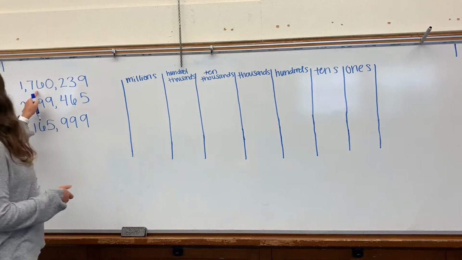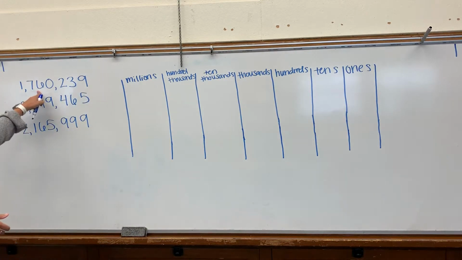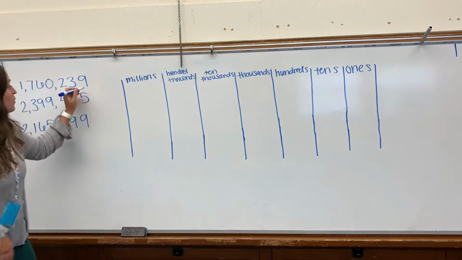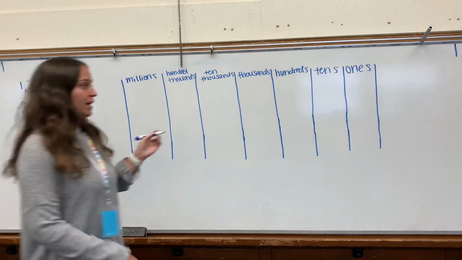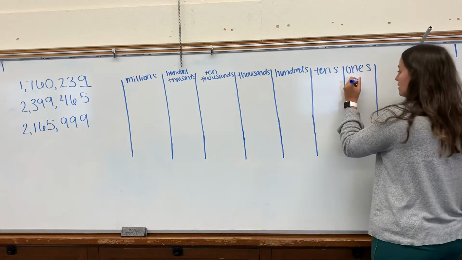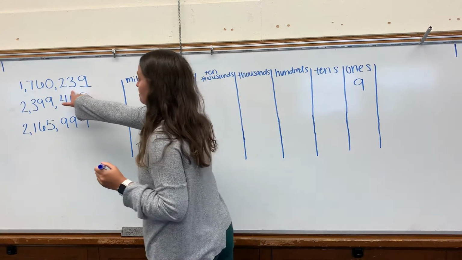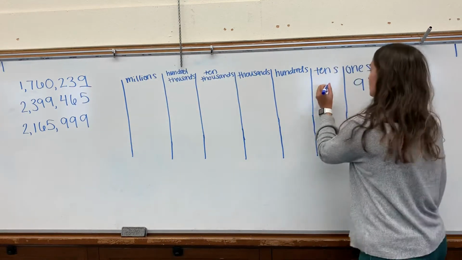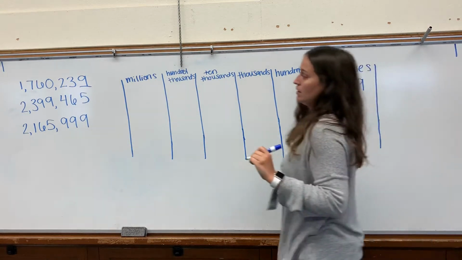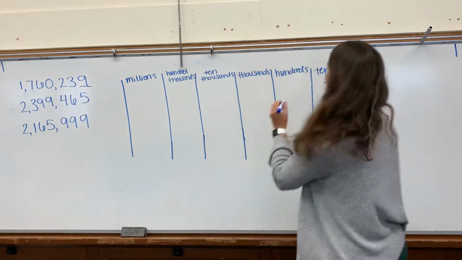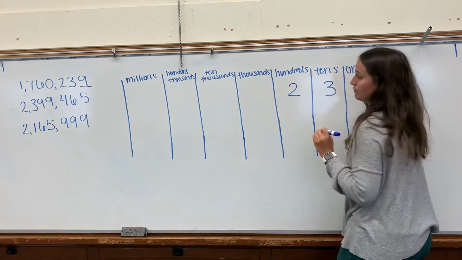So I'm going to start with this one, 1,760,239. So I'm going to start with my ones place, which is a 9. So I'm going to put a 9 in my ones place. Then my next number, my tens spot, is a 3. So I'm going to put a 3 here. My next number in the hundreds place is a 2. So I'm going to put my 2 here.